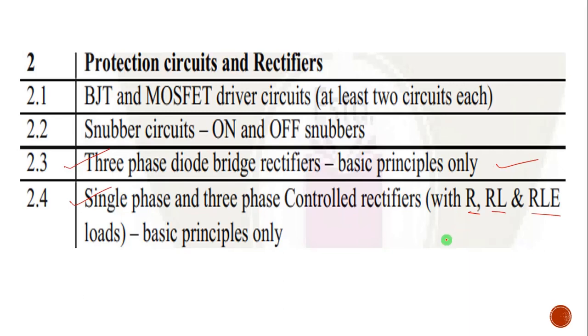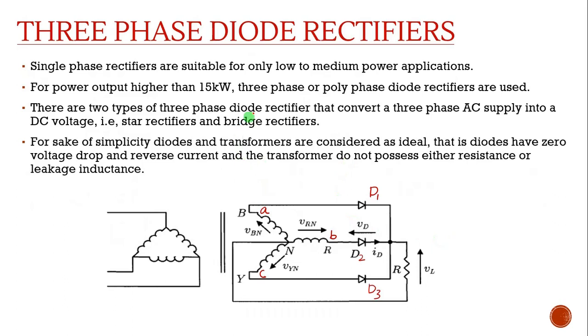Okay, now we are going to study about 3-phase diode rectifiers. Diode rectifiers means what? It will be uncontrolled only. It will be uncontrolled rectifiers.